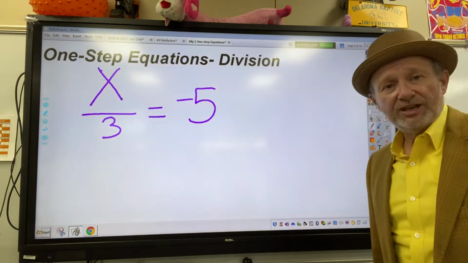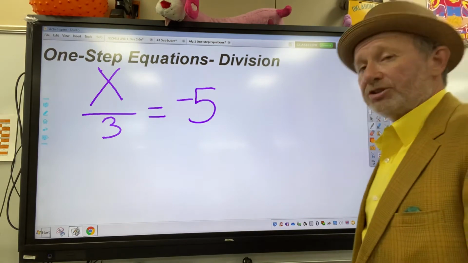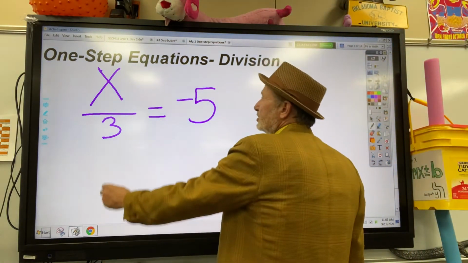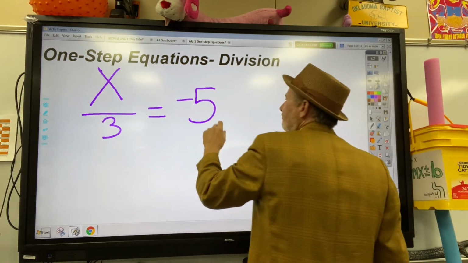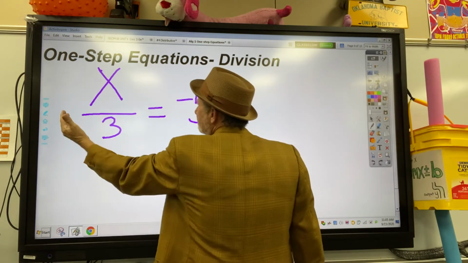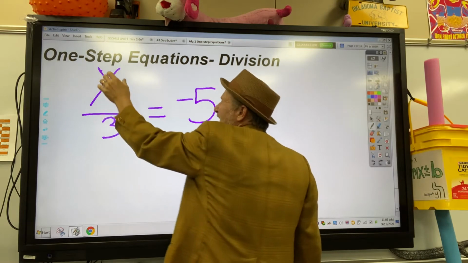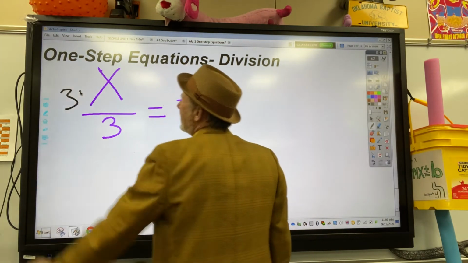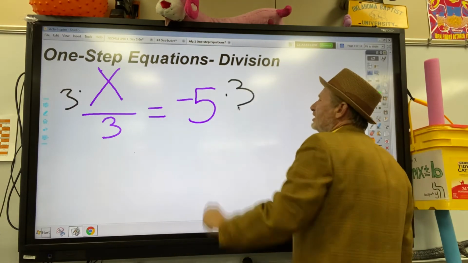Now, division. One-step equations using division. Well, you're just doing the opposite, all right? You're doing the opposite of division. This is x divided by 3 equals negative 5. So what do I got to do? Equal sign, variable, get rid of what's farthest to closest. Well, there's a 3 there. If that's x divided by 3, then you're going to multiply by 3. And what you do on one side, you have to do on the other.